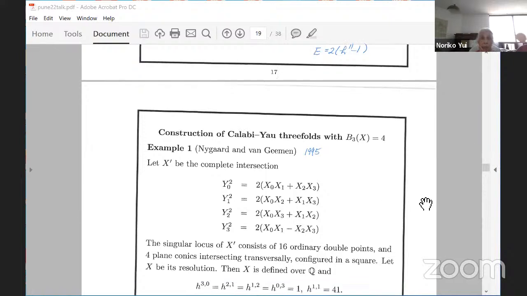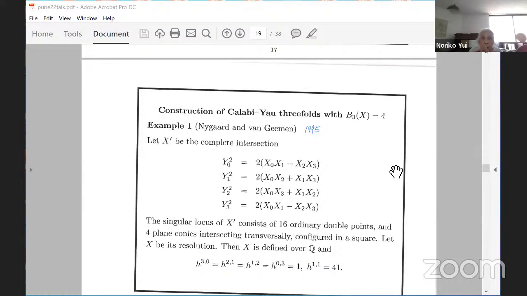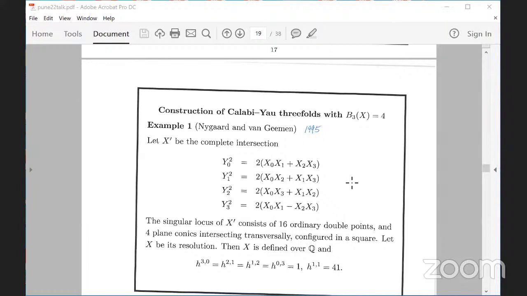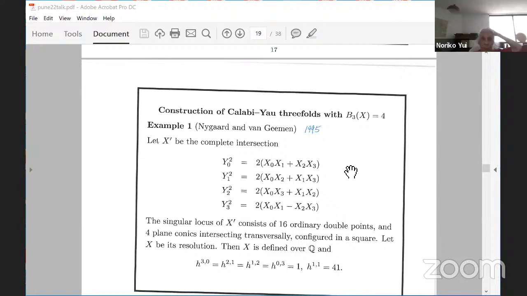Our purpose is trying to compute their function. So I'll choose the hypersurface. This is example one, due to Nigo and van Geemen, 1995. You consider this complete intersection in P7, defined by this equation. The singular locus consists of 16 double points, together with four plane conic intersections, intersecting in the square, so conic intersections.